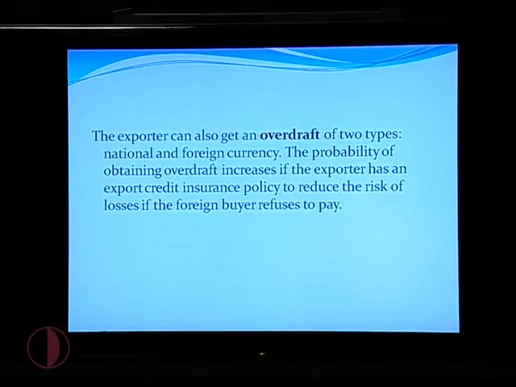The exporter can also get an overdraft of 2 types, national or foreign currency. The probability of obtaining an overdraft increases if the exporter has an export credit insurance policy to reduce the risk of losses if the foreign buyer refuses to pay.